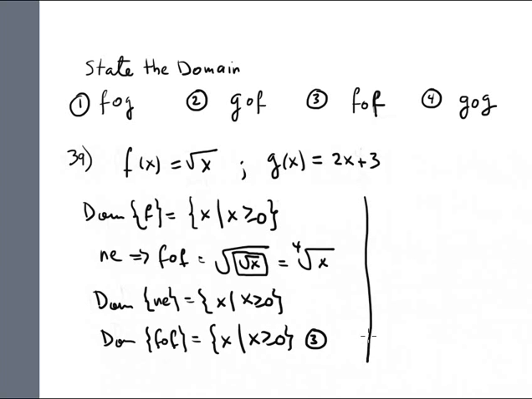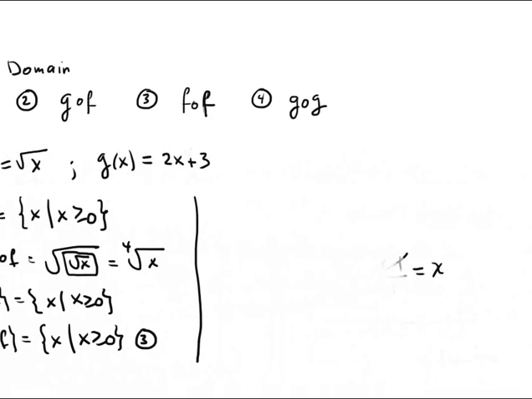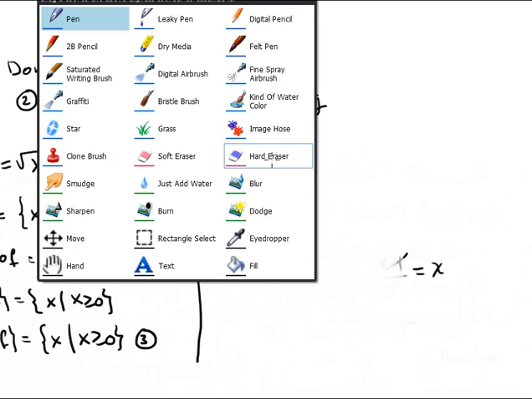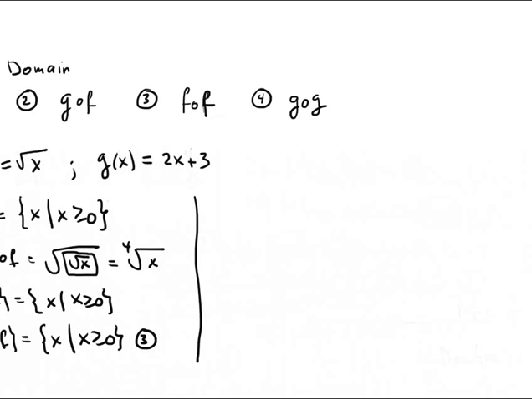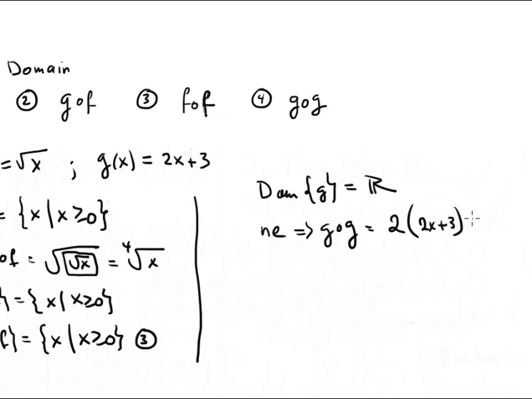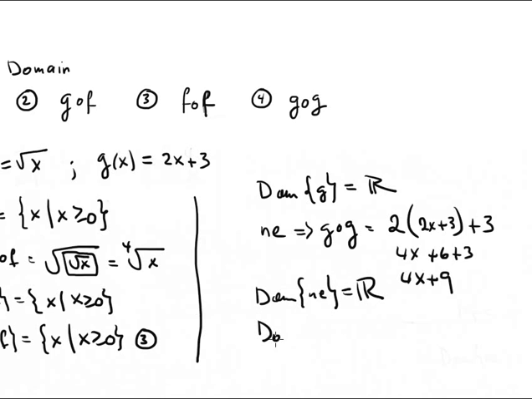Okay, let me try to do this part, g of g. Okay, domain of g is obviously all real numbers, a linear function. New expression: when you form g composition g, it is 2x plus 3 plus 3, that is 4x plus 6 plus 3, which is 4x plus 9, and the domain of the new expression is again all real numbers. Therefore the domain of the composition g of g is also all real numbers, according to condition 4.